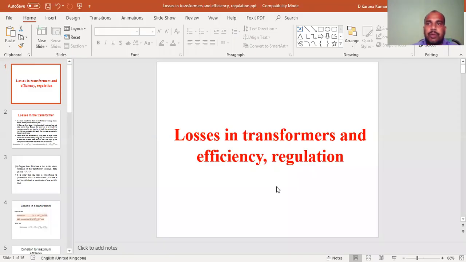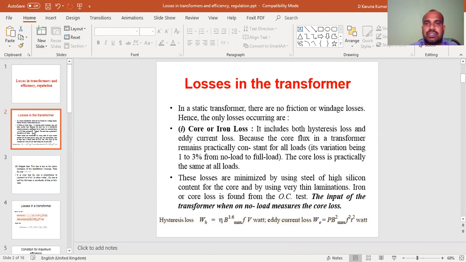Good morning. Today I am going to discuss the losses in a transformer, the transformer efficiency and regulation. First of all, losses. There are two losses in the transformer.